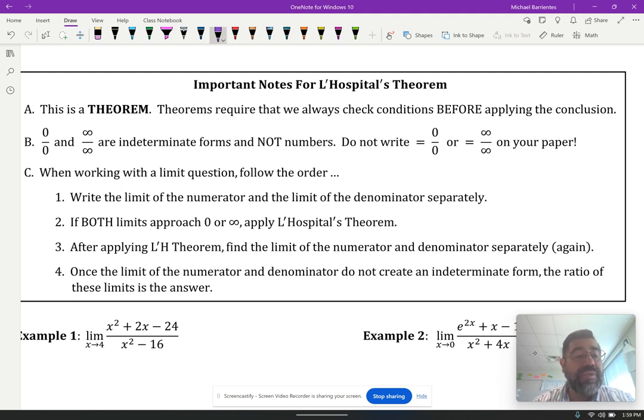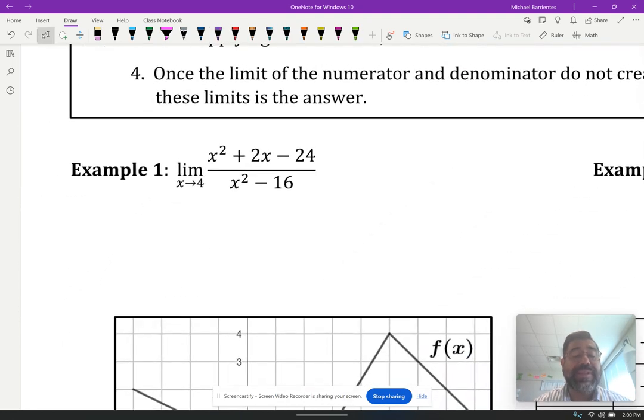If you are going to work with a limit problem where you have a top and a bottom, take the limit of the top, he says, take the limit of the bottom. If both the top and bottom are 0, or both the top and the bottom are infinity, then we can apply L'Hopital's rule. After you apply L'Hopital's rule, you can find the limit of the numerator and the denominator again with a derivative. And then if that doesn't create an indeterminate form, then whatever we get there, that is the answer, right? And so that's exactly what example 1 was. I believe that was just the one we just did.